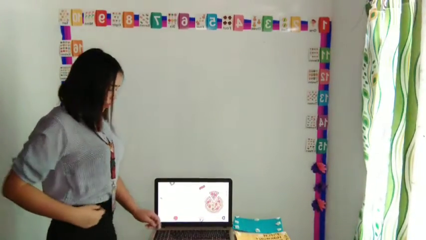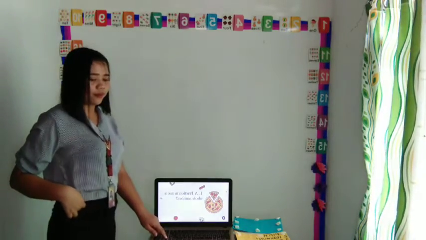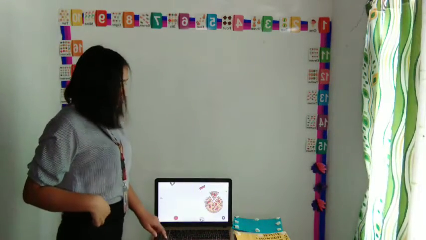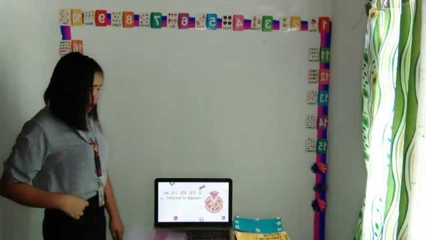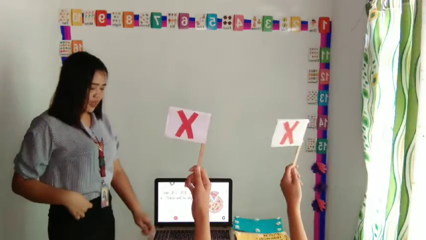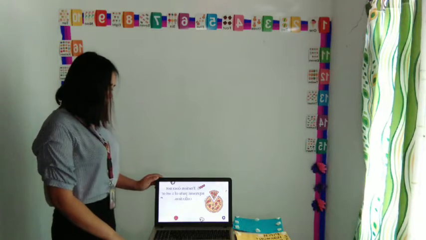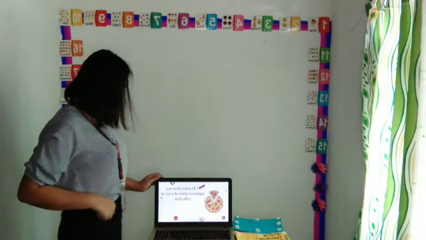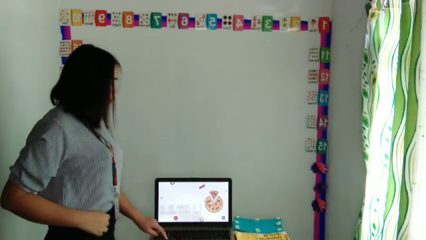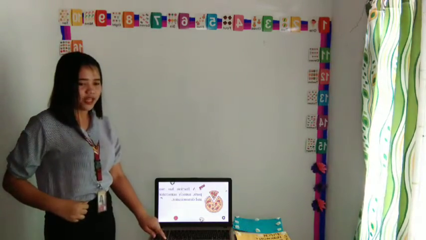Okay, for number 1 question, a fraction is not a whole number. Check. Very good. What about number 2? 1/2, 1/3, 1/4 are examples of fraction. Check. Very good. For number 3, fraction does not represent parts of a set or collection. Wrong. Very good. For number 4, a fraction has 2 parts, namely numerator and denominator.